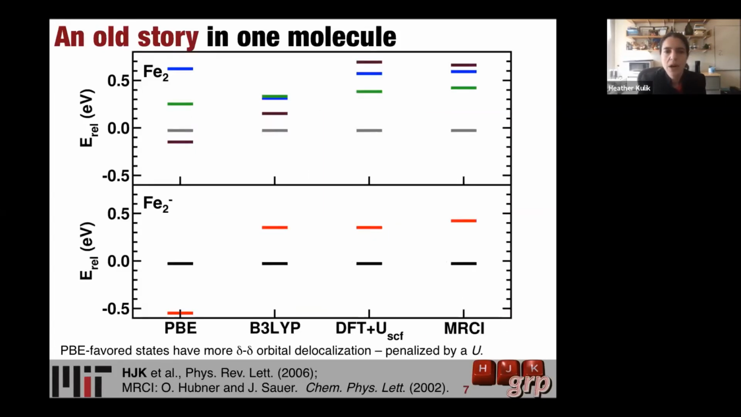And so you would think something like B3LYP might do a good job of this, but it turned out that to get the states correct and to get their energy gap correct with respect to experiment, you get this exactly right with a self-consistent DFT+U or with high-level correlated wave function theory. A number of things were very wrong with PBE, but also still wrong with hybrid DFT.